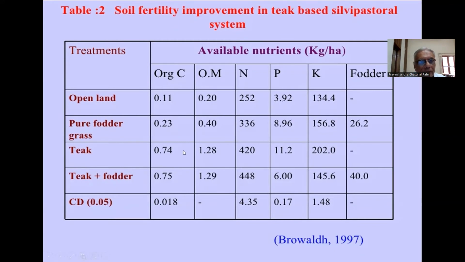So available nitrogen kg per hectare. So when you have open land, you are not growing any tree, then organic carbon is 11, organic matter 0.20, nitrogen 252. Whereas when you grow the teak plus fodder, then organic carbon, organic matter, nitrogen, phosphorus, and potassium have increased significantly, because the scientist Prasad 1997 has carried out this analysis, and significant improvement of the organic carbon, organic matter, nitrogen, phosphorus, potassium in teak plus fodder as compared to open land. And you can also grow teak, then you are getting greater than open land.